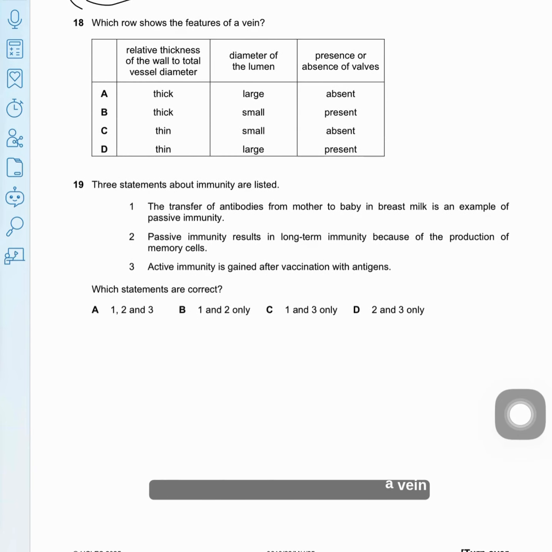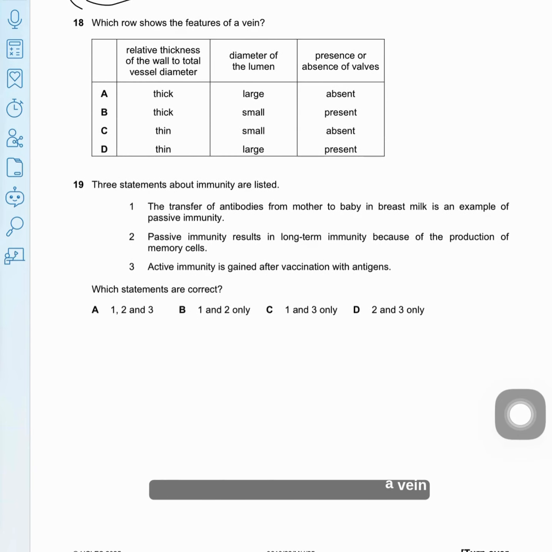The lumen is large or small? Large lumen. Very important. So whenever it comes to veins, remember it by this: large TV, large TV. Thin wall, the diameter of the lumen is large, and valves are present. So the answer is D.